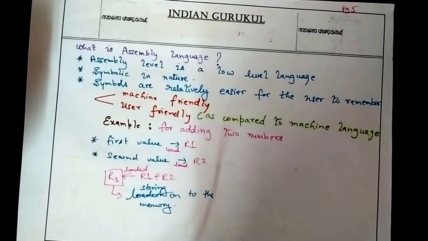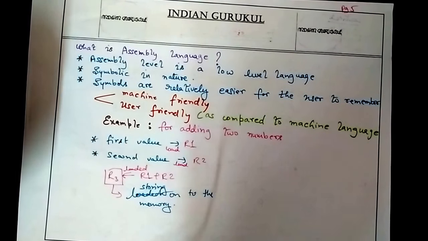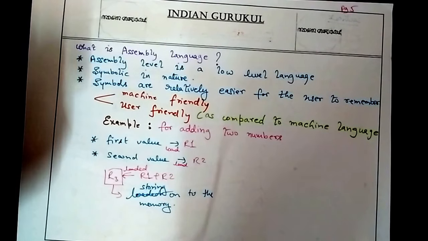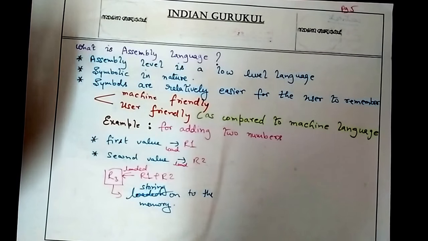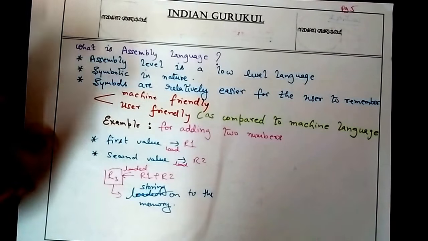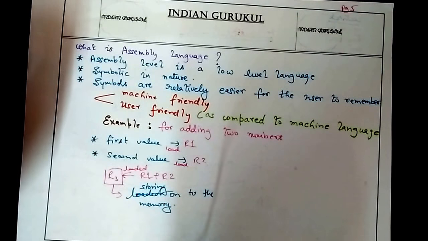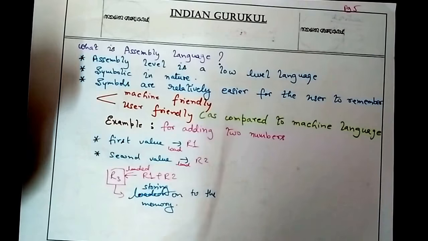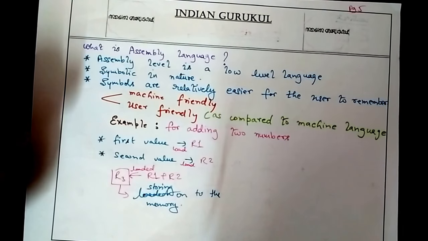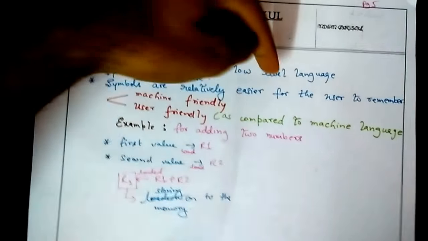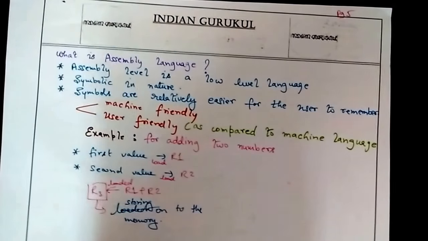We know that it's easier for the user to memorize symbols. In this way, the new language which is developed would be easier for the user as well. So now the instructions will not need to be translated in the form of zeros and ones. Instead, the instructions will be translated in the form of symbols. We know that symbols are relatively easier for users to remember.